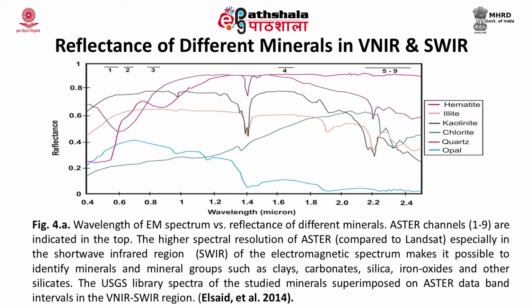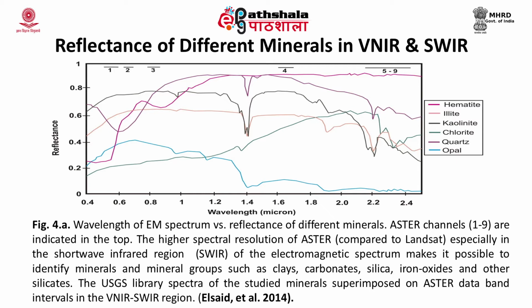On the top, the higher spectral resolution of ASTER compared to Landsat, especially in the short wave infrared region of the electromagnetic spectrum, makes it possible to identify minerals and mineral groups such as clay, carbonate, silica, iron oxides and other silicates. So, here you can see the hematite, ilmenite, kaolinite, chlorite, quartz and opal, all these minerals are plotted depending upon their reflectance with respect to different wavelength, and this wavelength is illustrated here starting from 0.4 to 2.5.